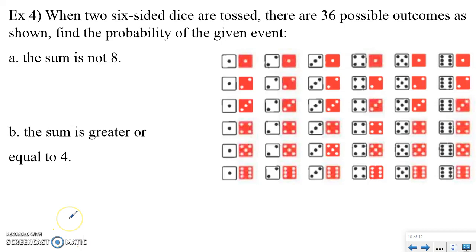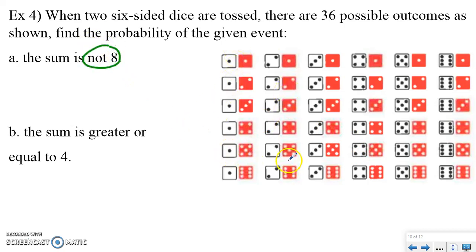So when 2 6-sided dice are tossed, there's 36 possible outcomes as shown. Find the probability of the given event. First, find the probability that the sum is not 8. Well, there's 36 cases here. We could go through and count all of those, or we can find the ones where it actually is 8. So we're going to find the complement here. So instead of finding not 8, let's find where it is 8.